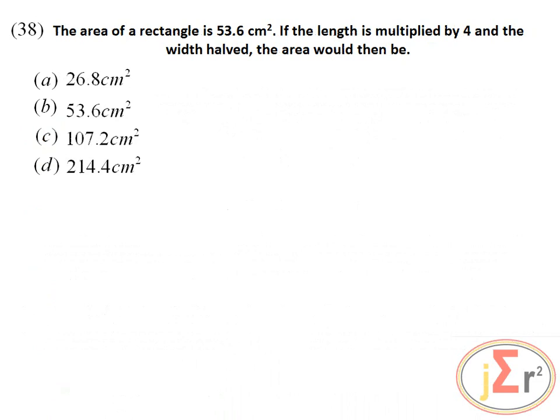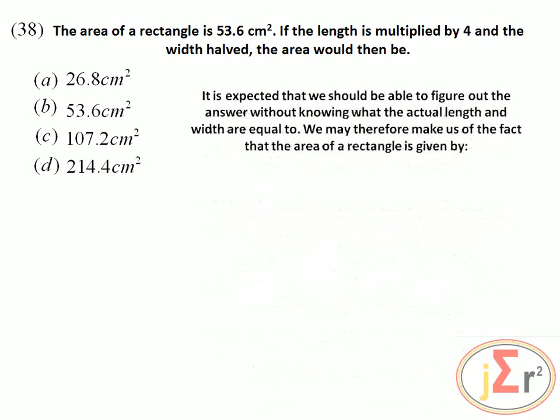The area of a rectangle is 53.6 centimeters squared. If the length is multiplied by 4 and the width halved, the area would then be which one of those options? It is expected that we should be able to figure out the answer without knowing what the actual length and width are equal to. We may therefore make use of the fact that the area of a rectangle may be given generally as area is equal to length multiplied by width.